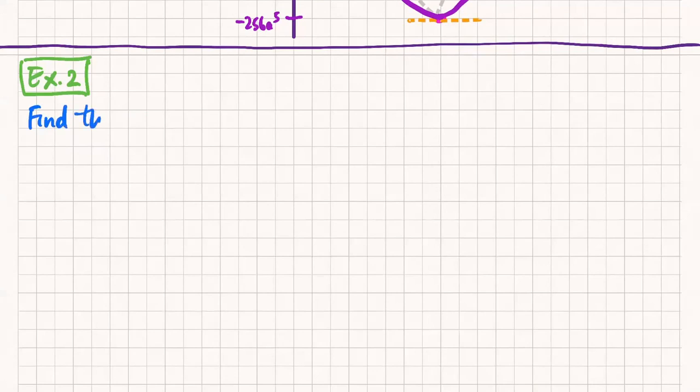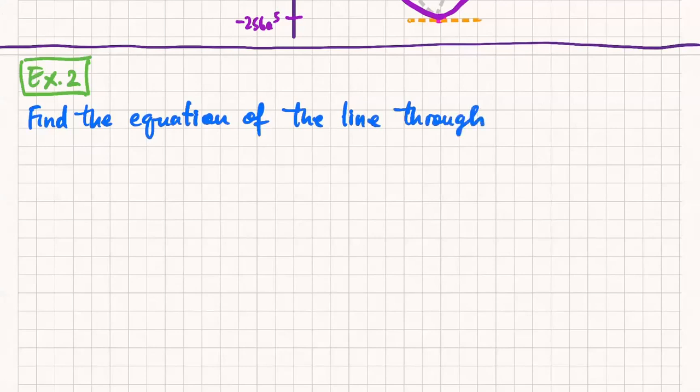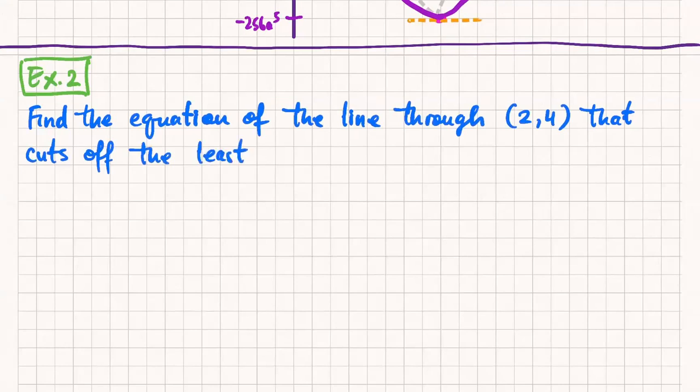Find the equation of the line through the point (2, 4) that cuts off the least area from the first quadrant.